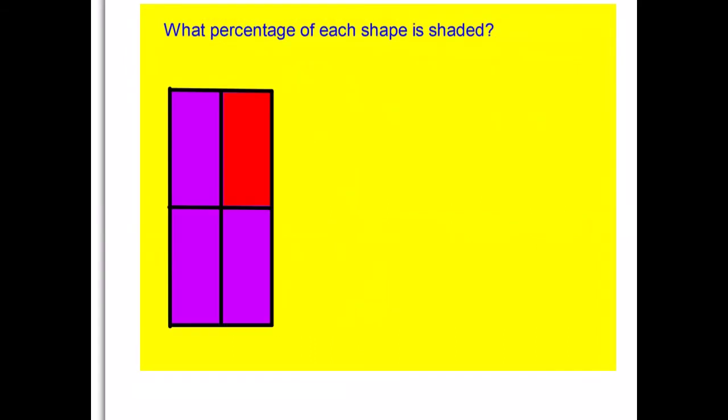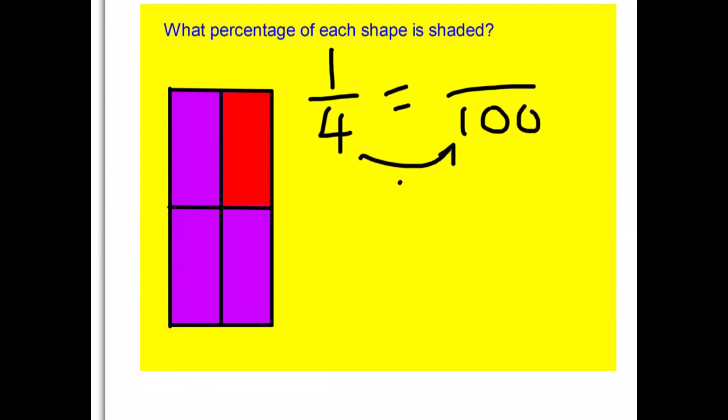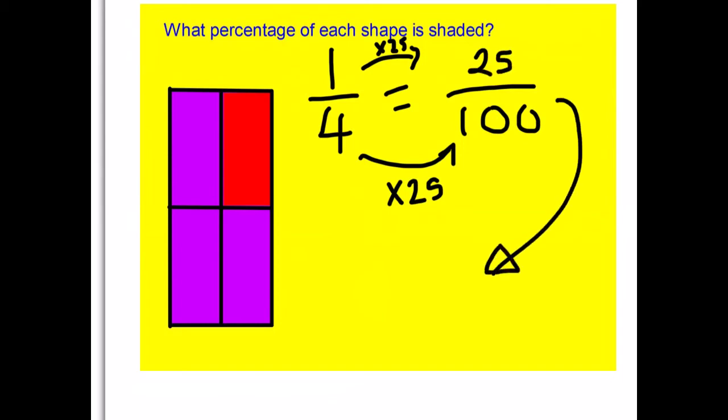On this question, we're asked to work out what percent of the shape is shaded. Well, my shape has 4 pieces, and one of them is shaded red. So we need to turn that into 100ths, so as we can work out a percentage. So from 4 to 100, I've times it by 25. So I must do the same to the top, times it by 25 to get 25 100ths. We know that's an easy conversion of 25%.